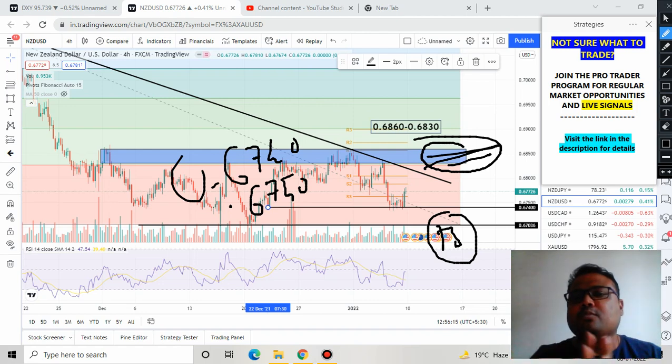Do not use more than 2 to 3% of your trading capital, because this is my analysis. I can be wrong as well. For my wrong analysis, you should not be losing your hard-earned money.